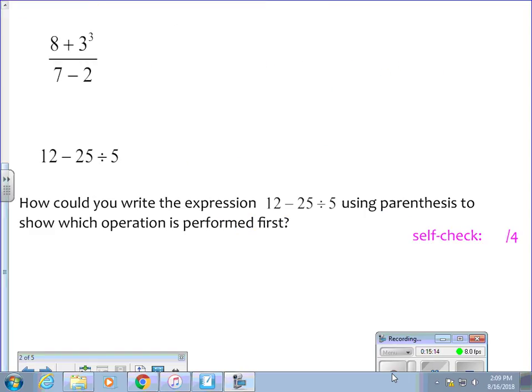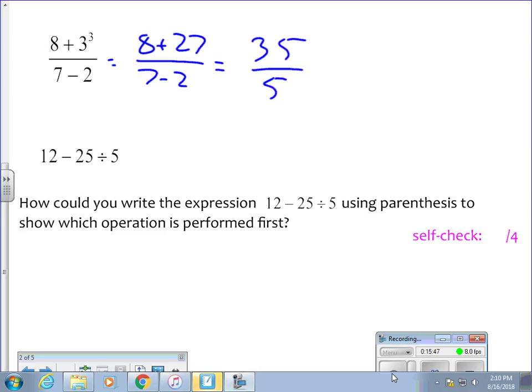So your turn. Okay, let's go ahead and do these two. On the top problem, my first step would be to do the exponents. So I have 8 plus 3 cubed is 27 over 7 minus 2. Now I can't do the division until I simplify the numerator and the denominator. So I go to do that. The numerator is 8 plus 27, which is 35. 7 minus 2 is 5. And then I can do my division and I get 7.